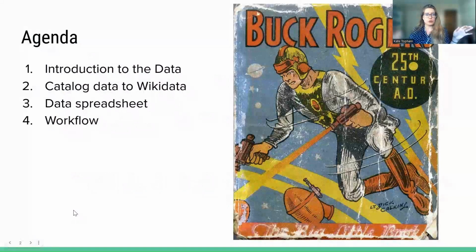So to give you an overview of what we're going to do, I'm going to give you an introduction to how we got the data and what our goals for these events are. Then I'll show you how to get from catalog data to Wikidata. Then I'll show you our data spreadsheet and take you through it so you know what all of the information means. And then finally, I'll tell you what our workflow is. So I'll do an overview, walk through a couple of examples, and show you how to use Cradle, which is an open source tool that makes it really easy to create Wikidata items.